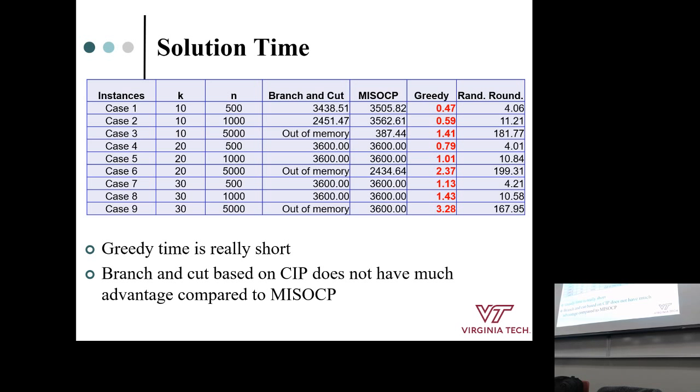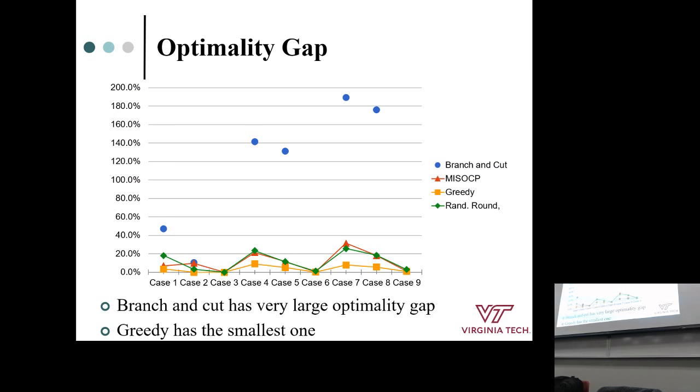The rounding procedure doesn't take any time, but all the time cost is from computing the continuous relaxation bound. So we use Gurobi to compute the continuous relaxation bound, which seems to take longer than what we expect. It's longer than the greedy time. And you also see the optimality gap.